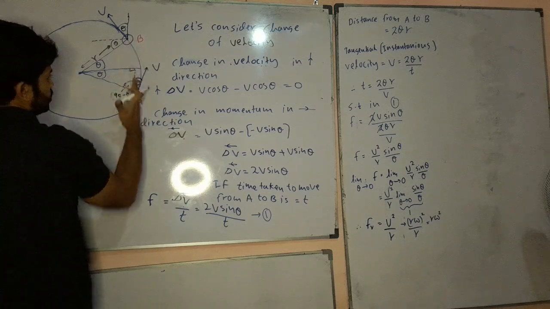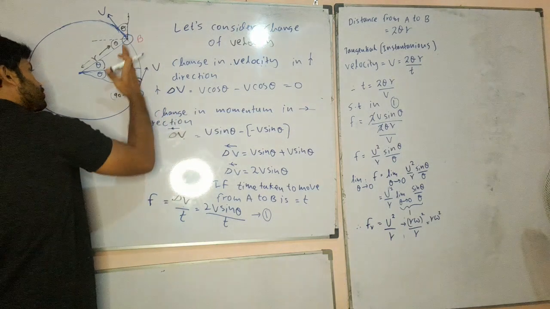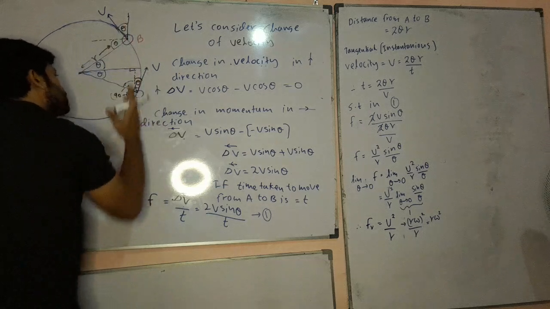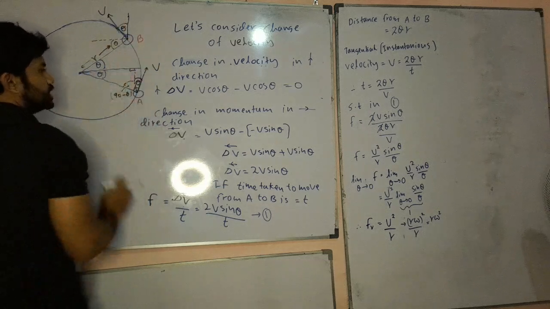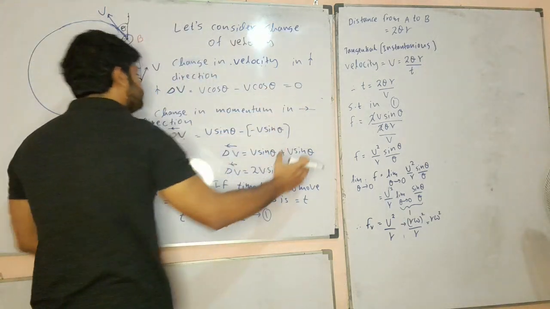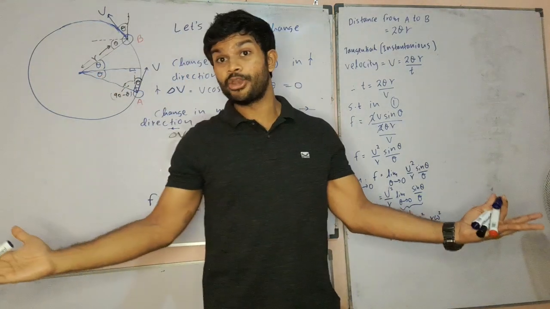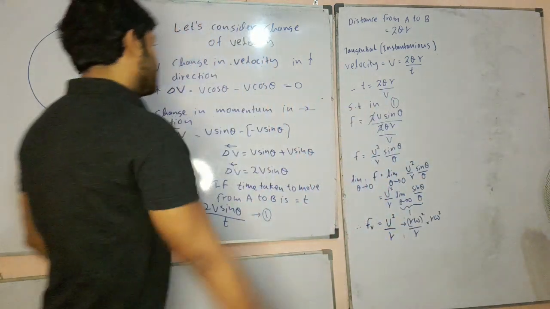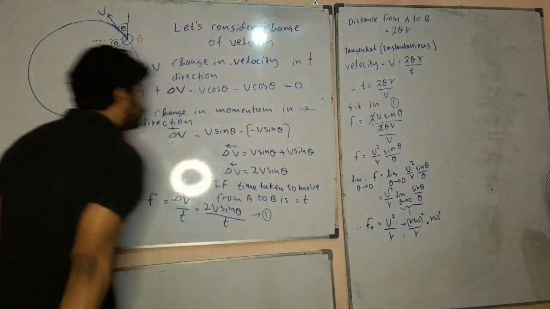direction component. Take a look at this component and pay attention to this one, V cos theta minus V cos theta, right? So equals 0. No effect. Then come up to the second case, change in momentum.